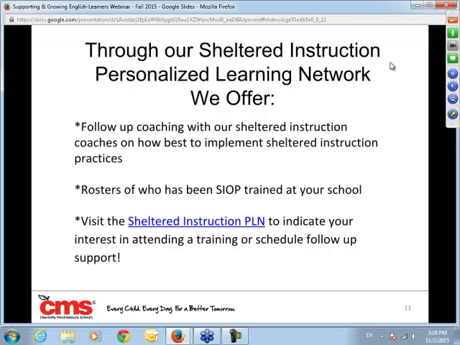We can also generate rosters of who's been SIOP trained at your school, kind of give you an idea of anyone who might have had training before. SIOP's been around in the district for quite a while, so it is possible that you may have staff members who have been trained. And then also, if you visit our sheltered instruction website and just indicate your interest in attending one of those courses, even if the class has already happened, by filling out the form on the site, we're basically reserving you a spot for when we offer the class in the spring. So there are a lot of options there.